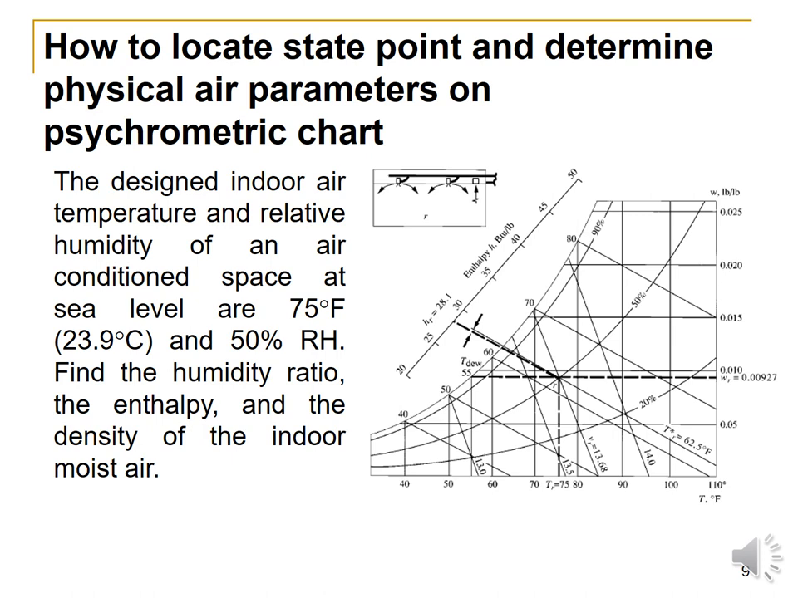I will just read it out. The designed indoor air temperature and relative humidity of an air conditioned space at sea level are 75 degrees F, or 23.9 degrees Celsius, and 50% relative humidity. Find the humidity ratio, the enthalpy and the density of the indoor moist air condition. So this is the given data, and this is the most important point.